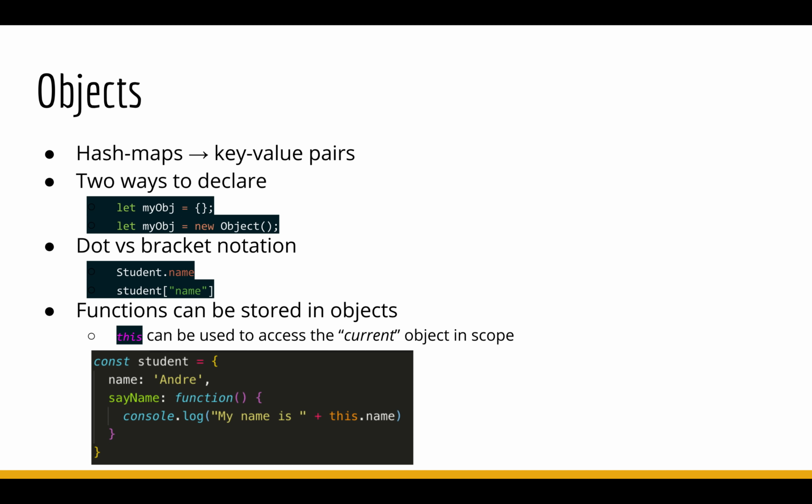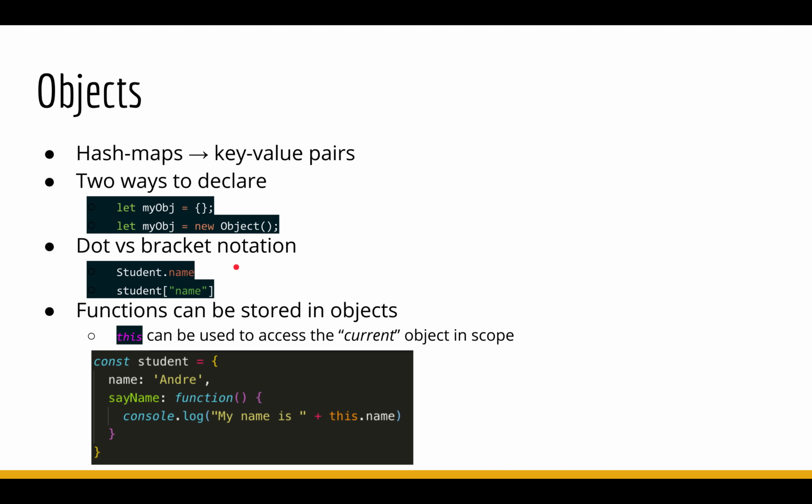Now let's talk a little bit about objects. This is really the fundamental building block of everything in JavaScript. We have two ways to declare them. This is my first preferred way here, where it's just a literal declaration as opposed to using a constructor. You don't see the constructor too often.